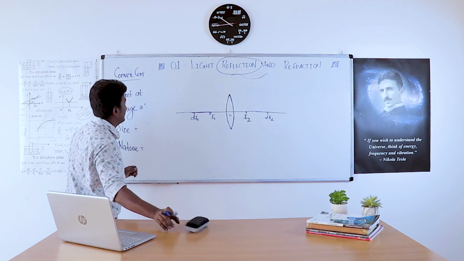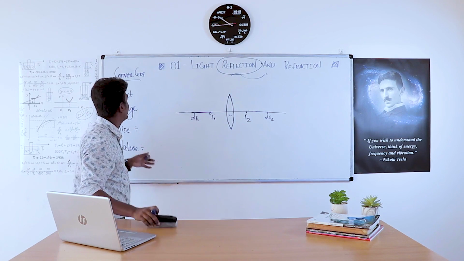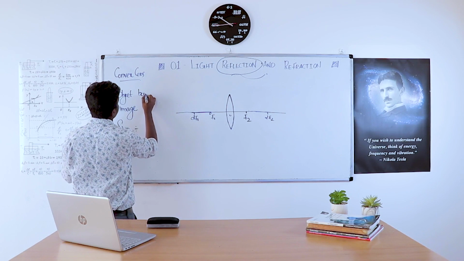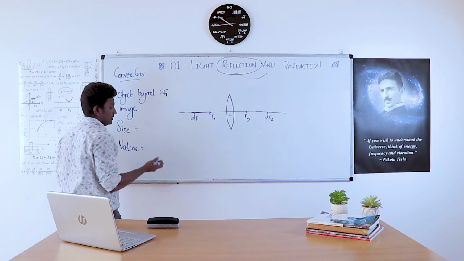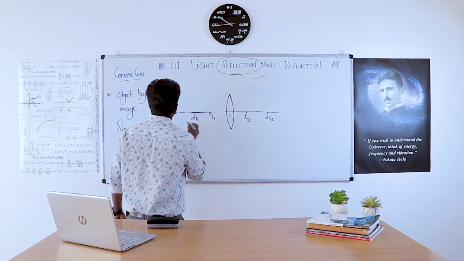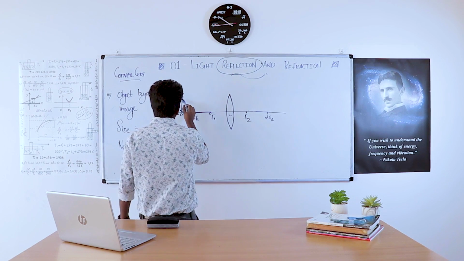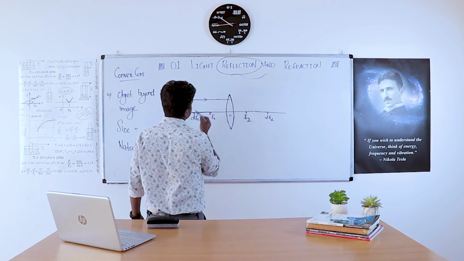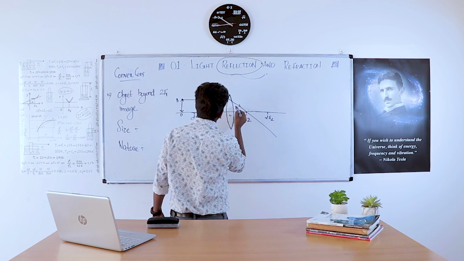In the third case, I am placing the object beyond 2f1. We need to find where the image is formed. Here is the object beyond 2f1, and one ray of light coming parallel to the principal axis after refraction passes through the focus.